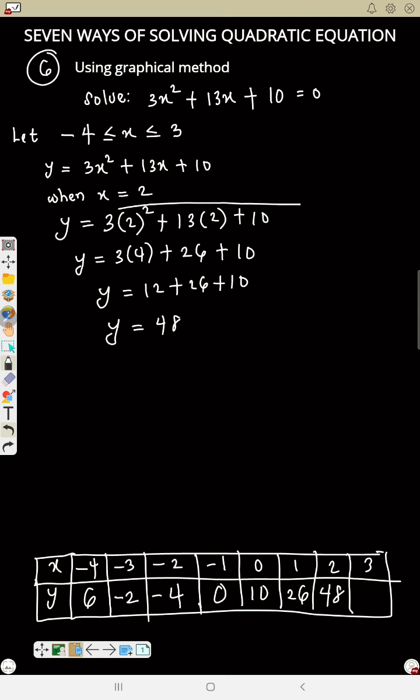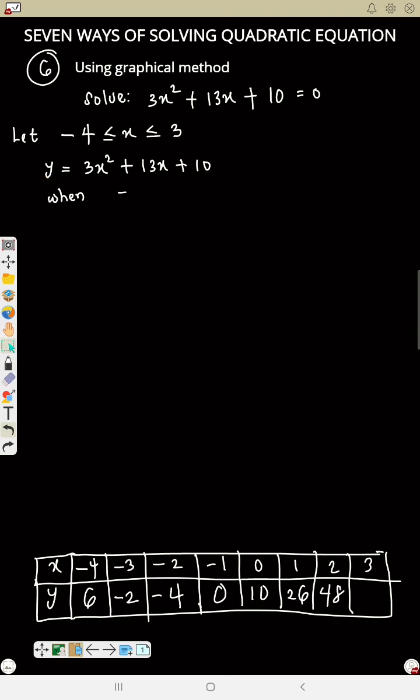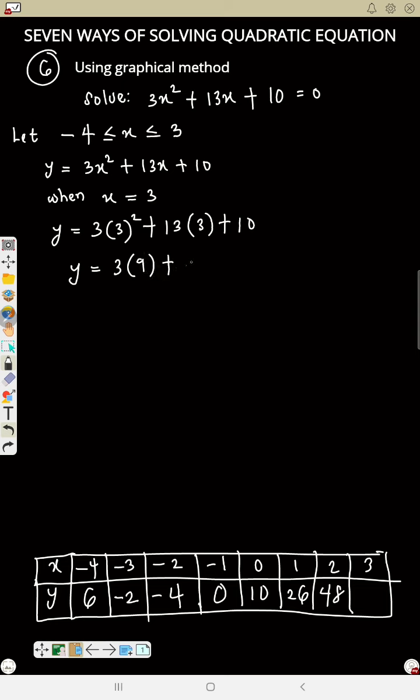Now, if s equals 3, so when s is 3, y is equal to 3(3)² + 13(3) + 10. Y equals 3(9) + 13 times 3 + 10. Y equals 27 + 39 + 10. Y equals 37 + 39. So y is 76.